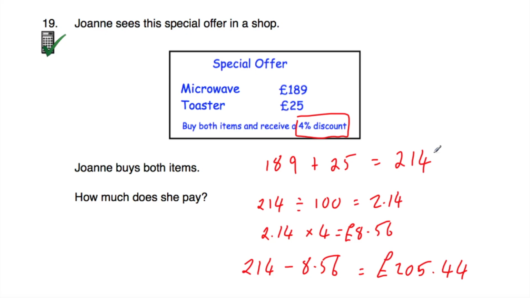Now in this question, whenever we find the £214, to reduce it by 4%, we could just multiply by 0.96. So if we take £214 and multiply by 0.96, that'll also reduce by 4%. And if we do that, 214 multiplied by 0.96 is equal to 205.44p. So again, that's equal to £205.44. So you could approach this question either way. And that's it.